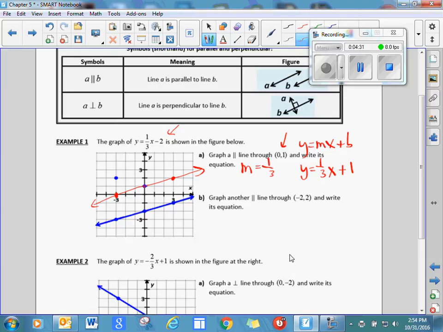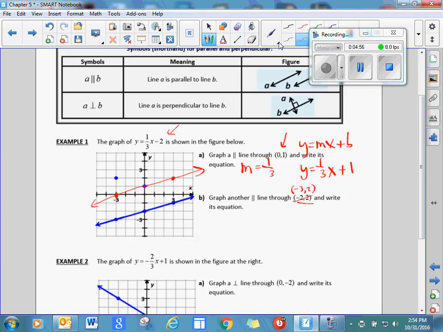Okay, so let's see what else they ask us to do. They ask us to graph yet another parallel line, and they give us the point that they want it to go through, and write its equation. So here's the point, -2. Actually, this is a typo. I noticed this. This should say -3, 2. So go ahead and change that in your book, please.